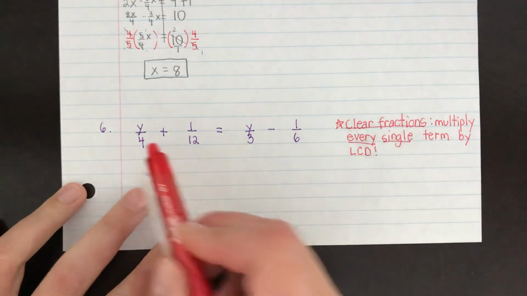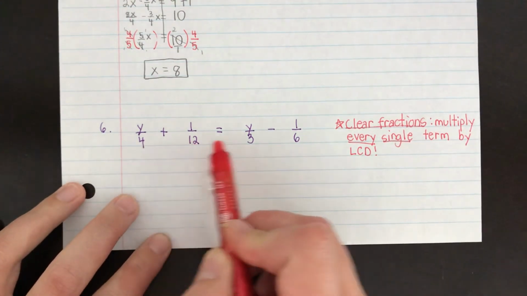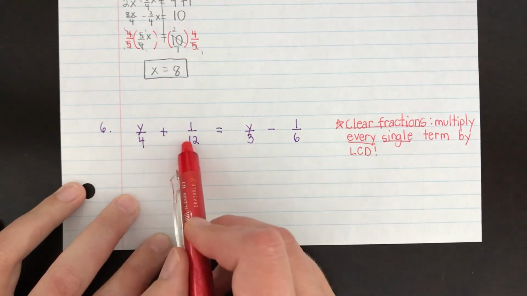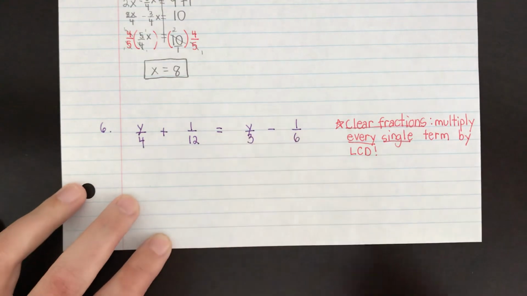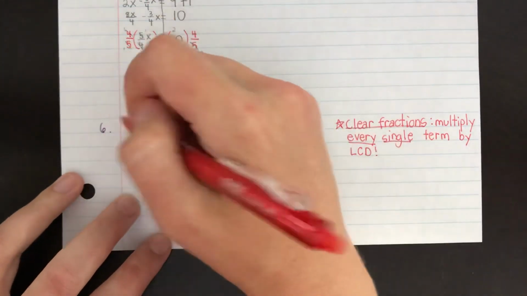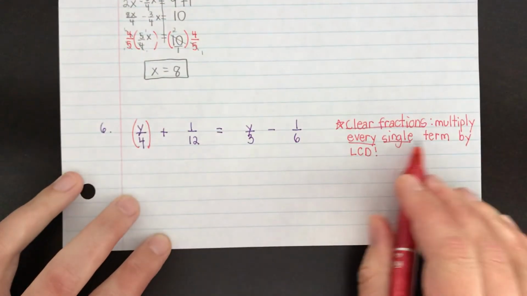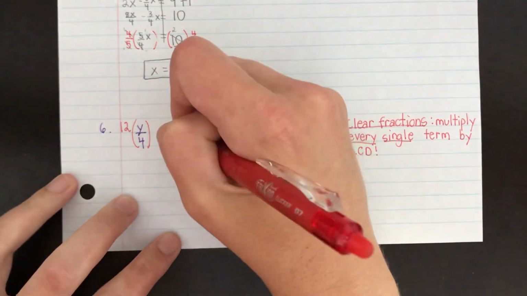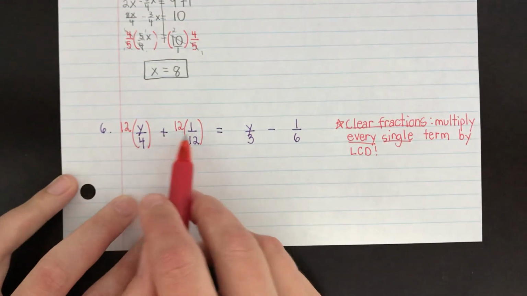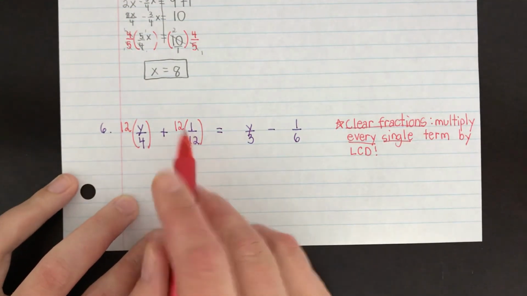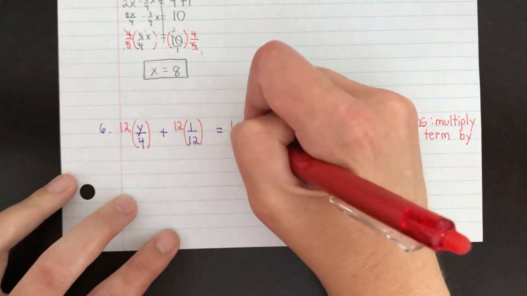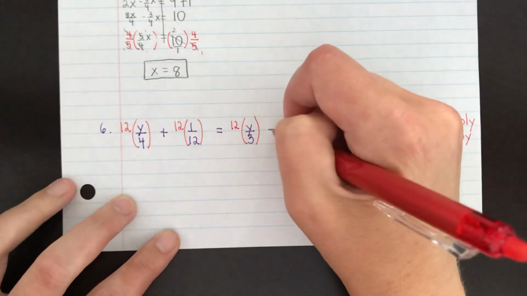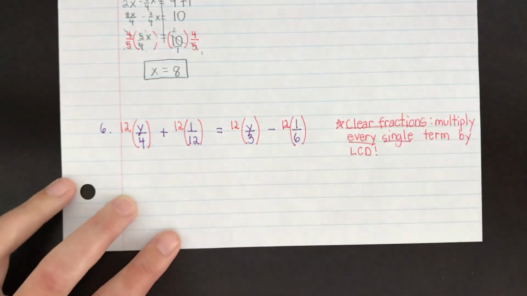Okay, so what's the LCD? Look at your denominators. 4, 12, 3, 6. My LCD is 12 because all of these numbers would evenly go into 12. So that means I'm going to multiply every single term by 12. This term gets multiplied by 12. This term gets multiplied by 12. Remember, that plus doesn't belong to it. It's just a plus sign in between. This gets multiplied by 12. And again, that minus sign doesn't belong to this. So that's why I'm not putting it in the parentheses. It's a minus sign. And then multiplied by 12.